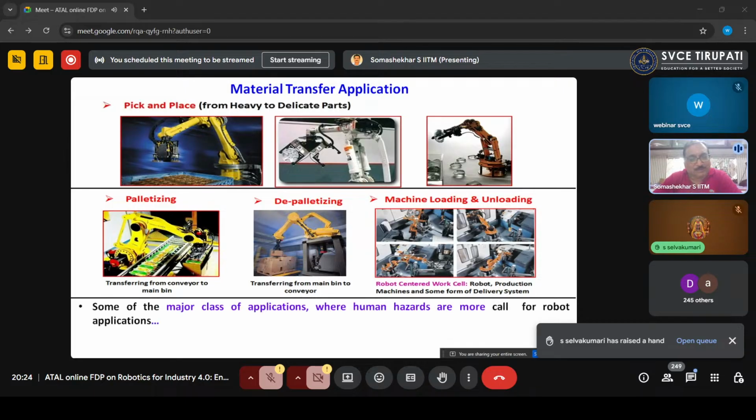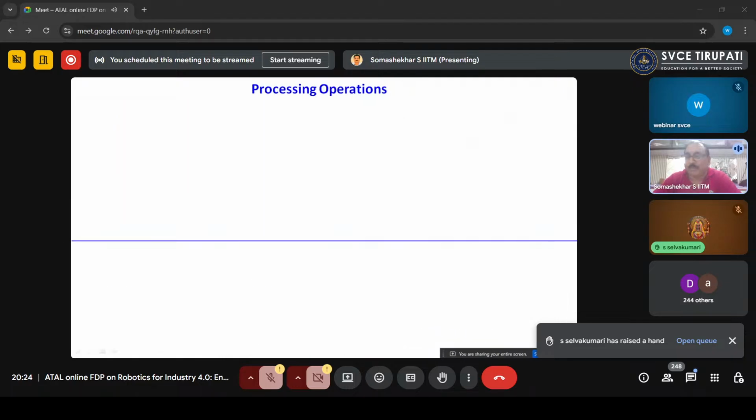Some of the major classes of applications where human hazards are present include die casting, plastic molding, forging, stamping operations, and many more. Similarly, if you look at the processing operations, apart from material handling, which is the top one, materials are handled by the robots for various applications.